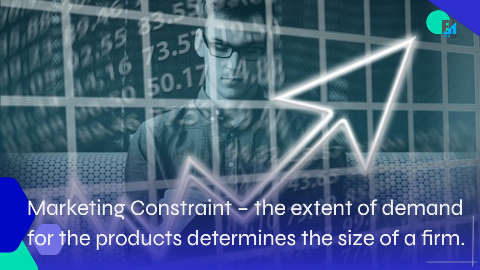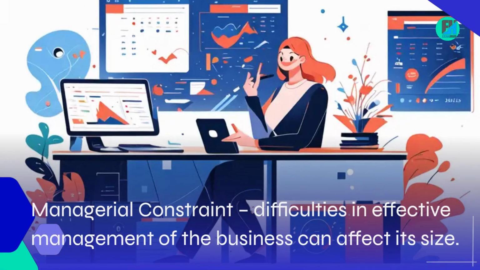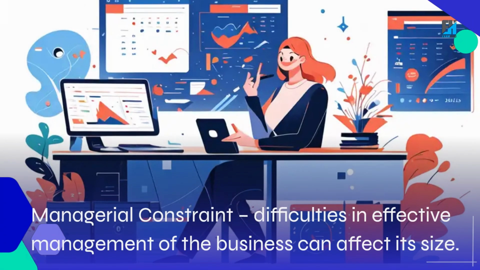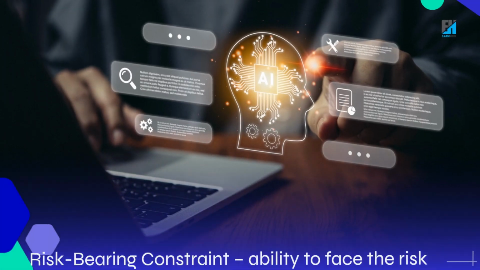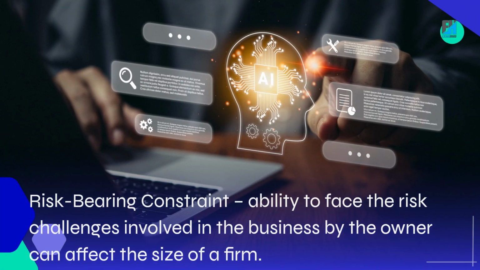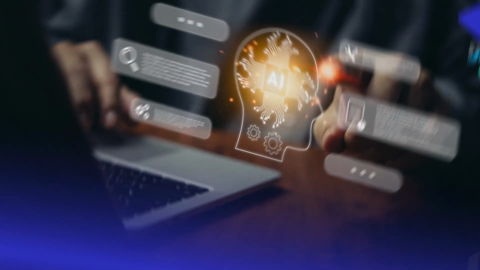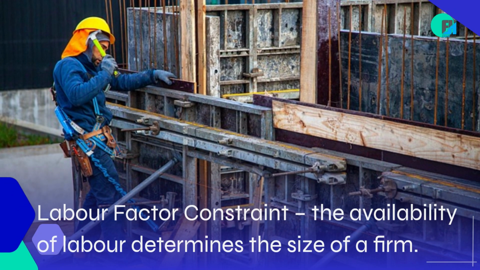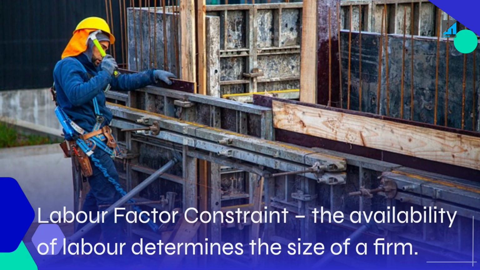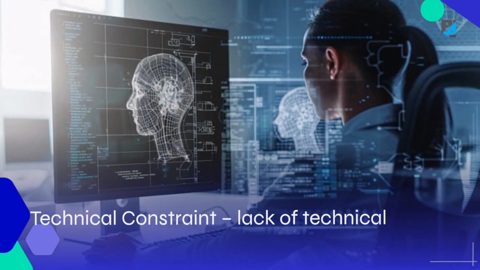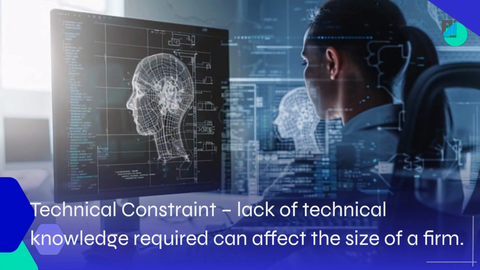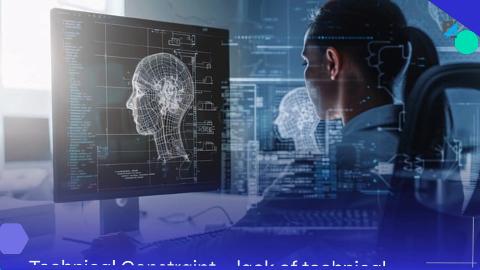Marketing constraint: the extent of demand for the products determines the size of a firm. Managerial constraint: difficulties in effective management of the business can affect its size. Risk-bearing constraint: ability to face the risk challenges involved in the business by the owner can affect the size of a firm. Labor factor constraint: the availability of labor determines the size of a firm. Technical constraint: lack of technical knowledge required can affect the size of a firm.